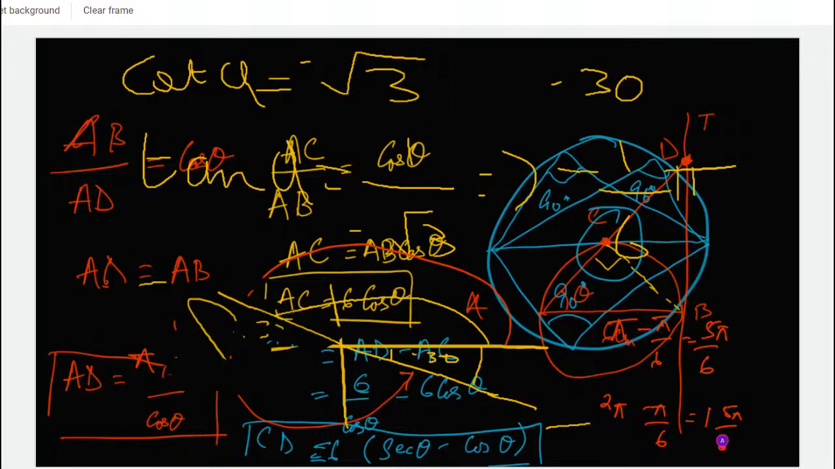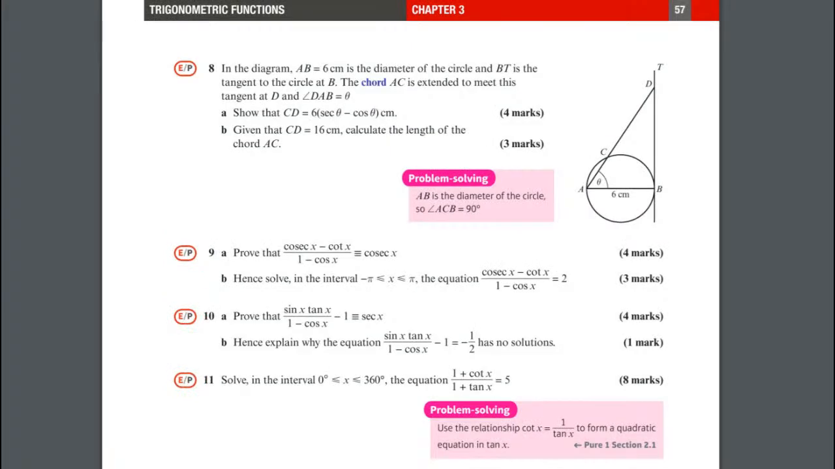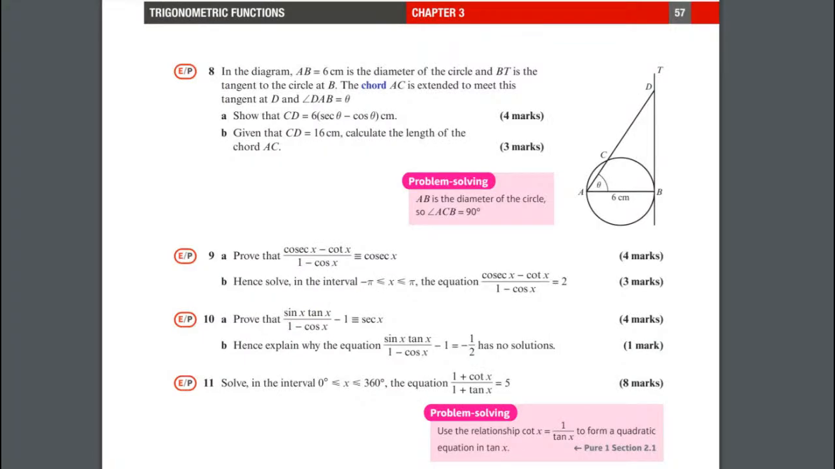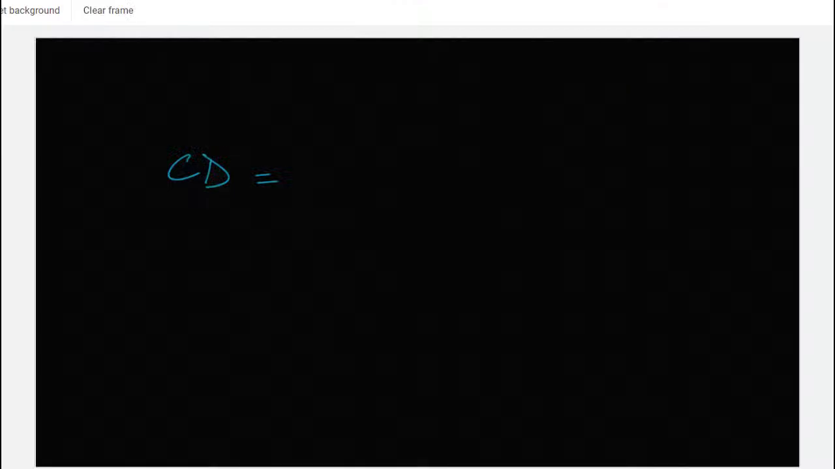What does that mean? Write down the equation that I told you, that AD is equal to AC plus CD. Sorry, CD is equal to AD minus AC. Shall I erase it? This is the one I'm talking about. AD minus AC. Indeed.